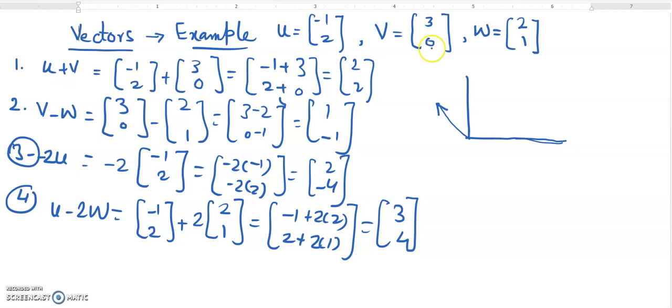And then vector v is (3, 0), so in this direction. If this is x, this is y. So 1, 2, 3, it will be here. So this will be vector v. And what will be u plus v? u plus v is (2, 2). So 2 is here, and then 2 will be here. So it will be this vector, (2, 2).